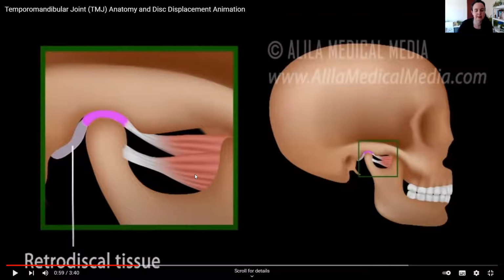And just to explain the other structures here, so this here, although it looks like two muscles, it's actually one. It's just got two different attachments there. This is called the lateral pterygoid, and this area here is called the retrodiscal tissue. Okay, so as you can see, although this is sort of three separate things, they're actually interlinked. So we've got the retrodiscal tissue which glides its way into the articular disc, and then into this muscle here, the lateral pterygoid.